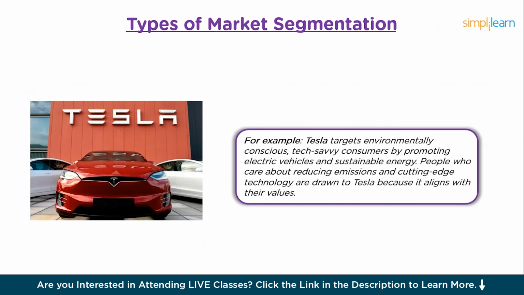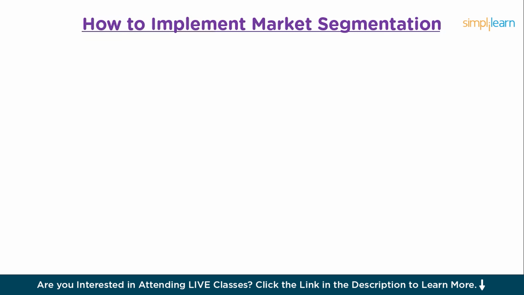Tesla targets environmentally conscious, tech-savvy consumers by promoting electric vehicles and sustainable energy. The people who care about reducing emissions and cutting-edge technology are drawn to Tesla because it aligns with their values. So now that you have understood how Tesla targets environmental consciousness and how it's a perfect example of psychographic segmentation, let's look at how to implement market segmentation.